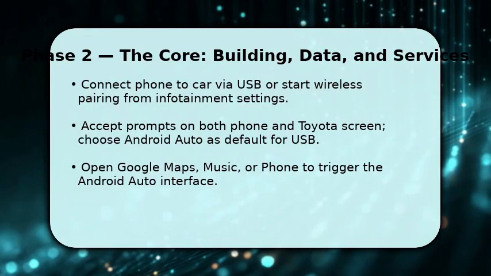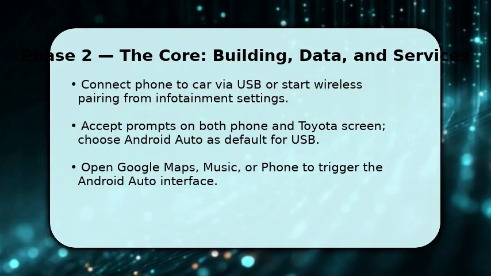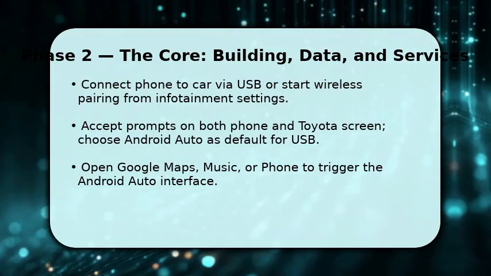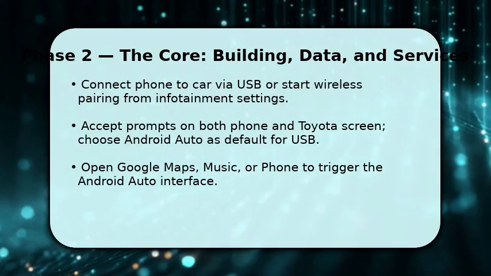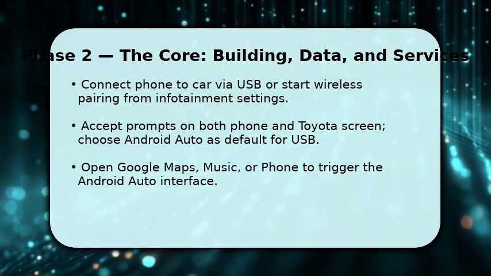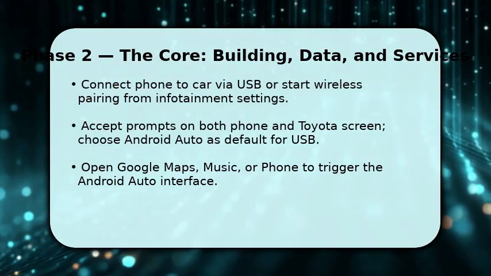Plug in or trigger wireless pairing from the Toyota infotainment menu, then accept the pairing prompts on both devices. This authorizes audio, contacts, and notifications. Make sure Android Auto is selected as the default USB connection so future plugs auto-launch the interface.